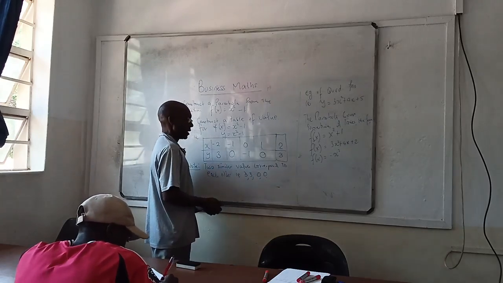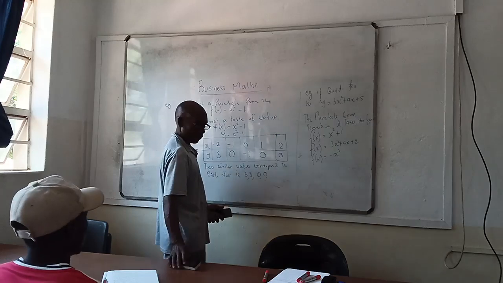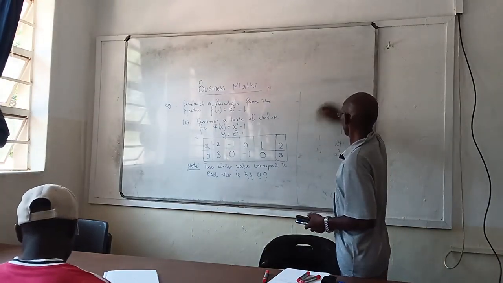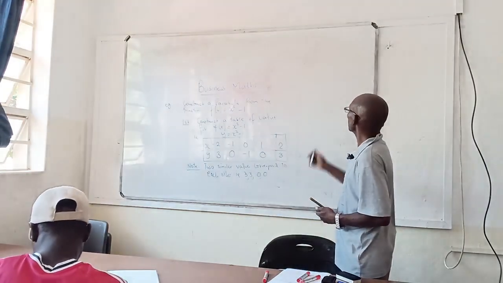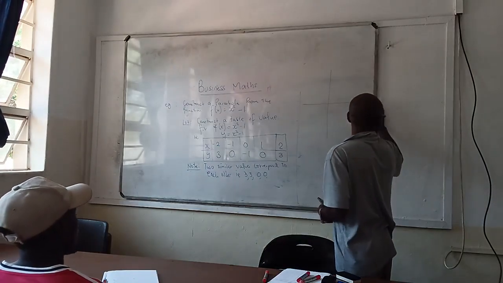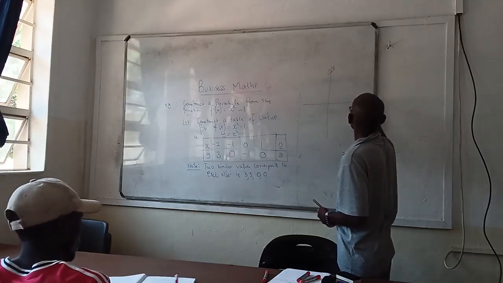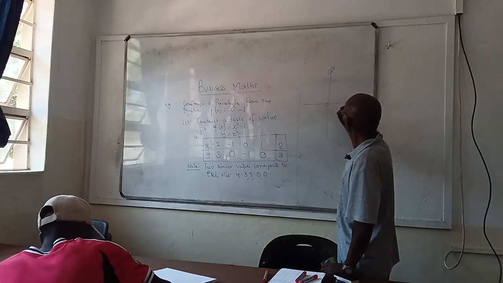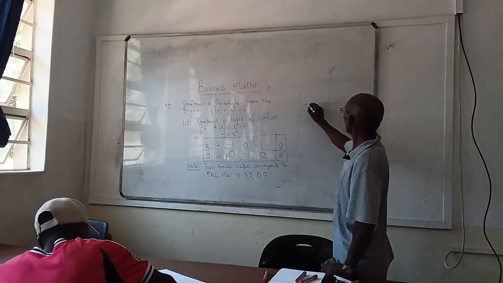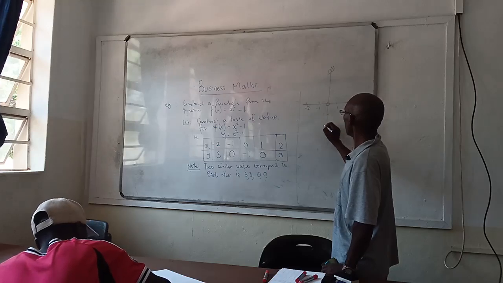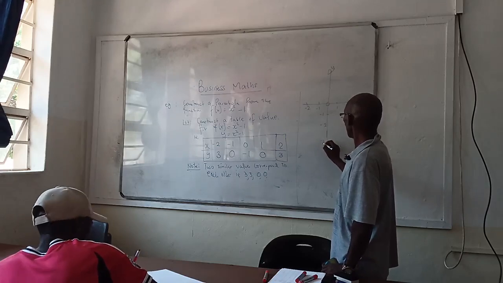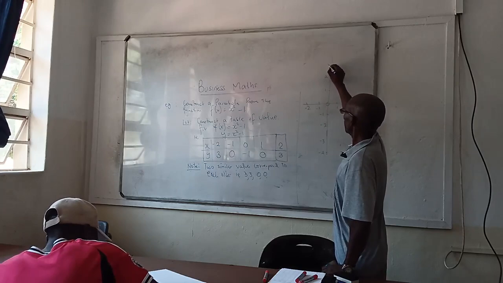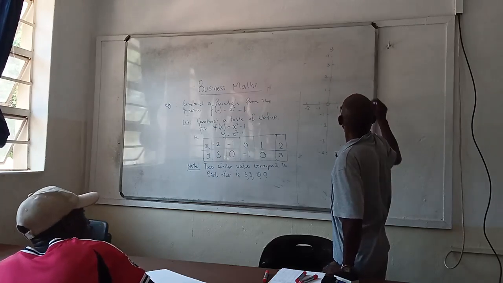Now, let's draw the graph. This graph has the y axis and the x axis, with 0, 1, 2, 3 and negative 1, negative 2, negative 3, negative 4 marked.